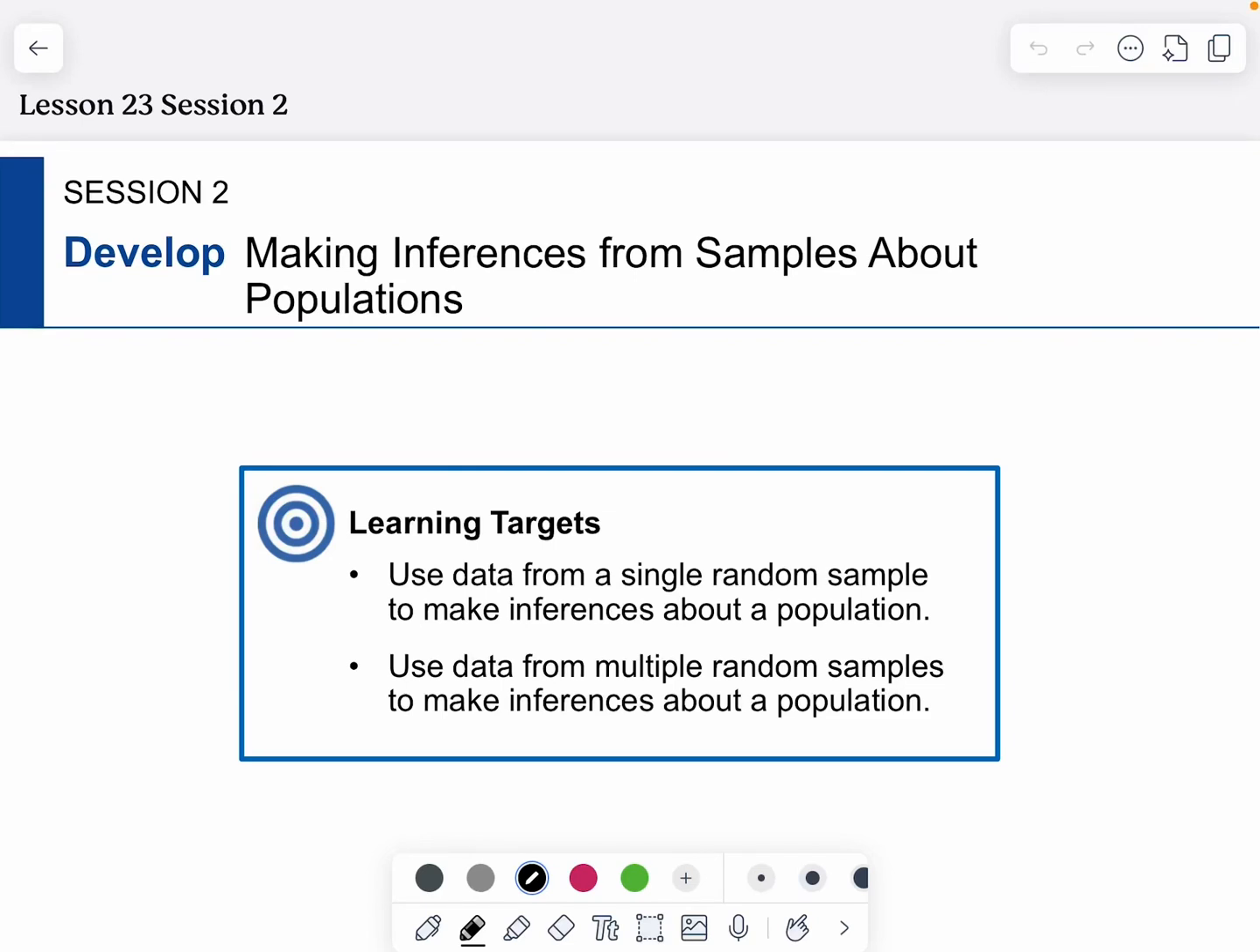Hi, this is Mrs. Lloyd with Lesson 23, Session 2 for iReady, Math 7, Making Inferences from Samples About Populations. And our learning targets remain the same.